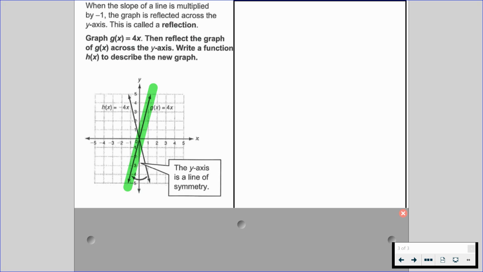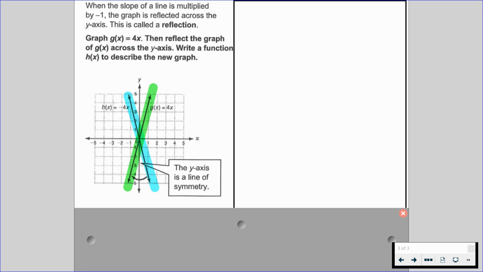Nice. So g of x is equal to 4x is going to be graphed in green, and we want to change our slope by a factor of -1. So instead of it being 4x, or the slope value being 4, it's going to be -4. So we are reflecting across that y-axis. So if I highlight now h of x being in blue, it's going to form a reflection.